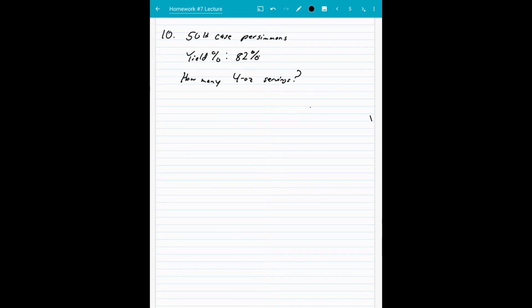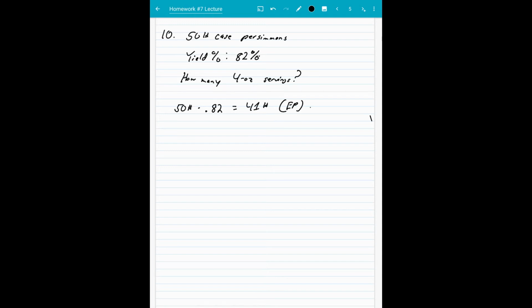So here we can go ahead and figure out what our EP volume, or EP weight, is. So we have 50 pounds of persimmons multiplied by 0.82. 50 times 0.82 ends up giving us 41 pounds. So this is our edible portion.